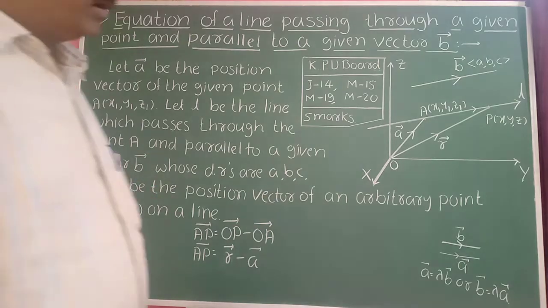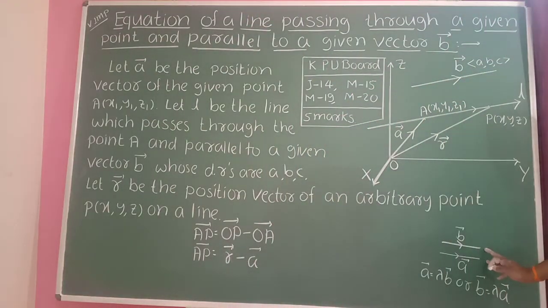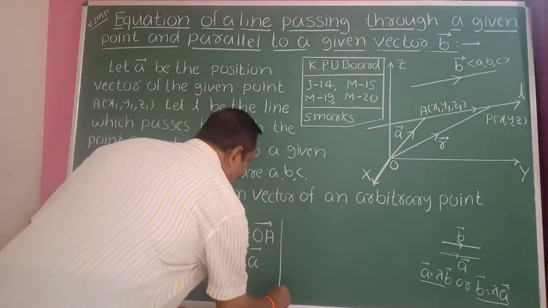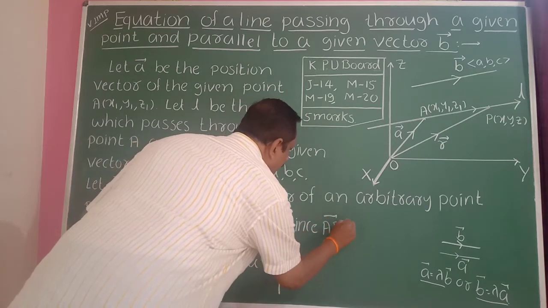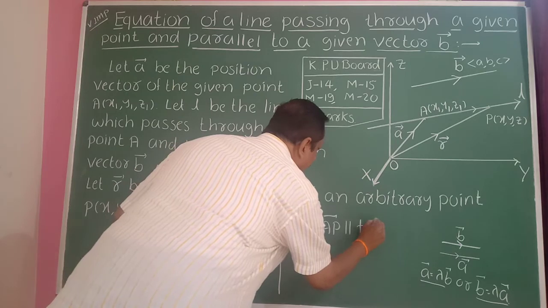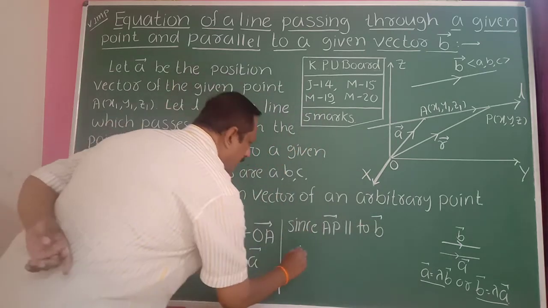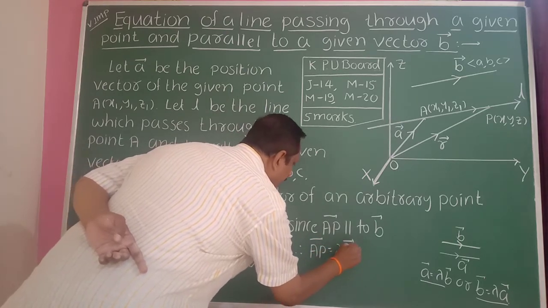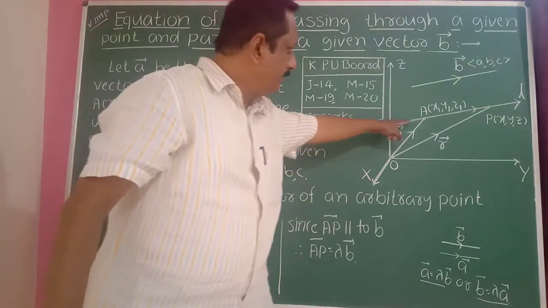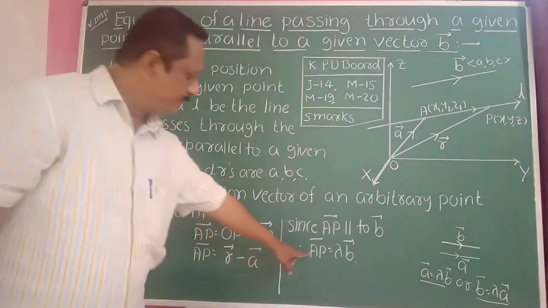Therefore, two vectors A bar and B bar are parallel if this condition is satisfied: A bar is equal to lambda into B bar, or B bar is equal to lambda into A bar. Here AP is parallel to the vector B bar, therefore AP bar is equal to lambda into the vector B bar.